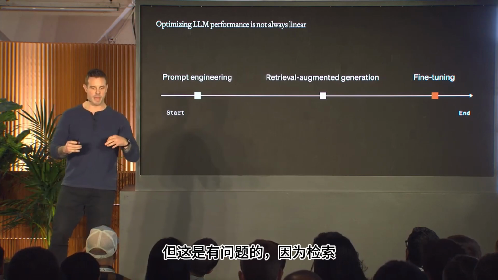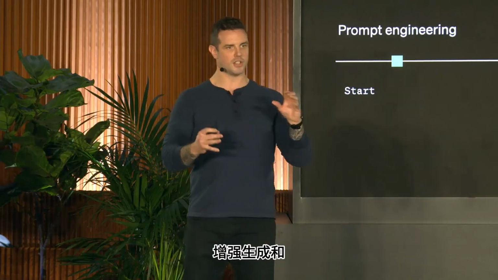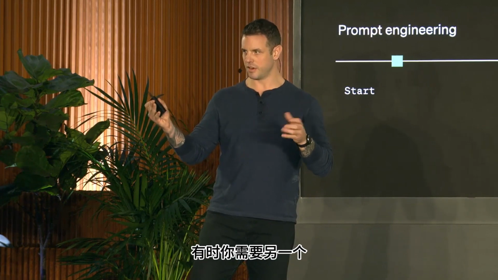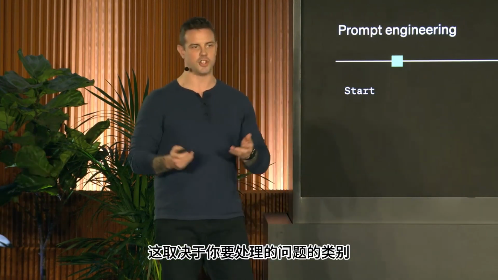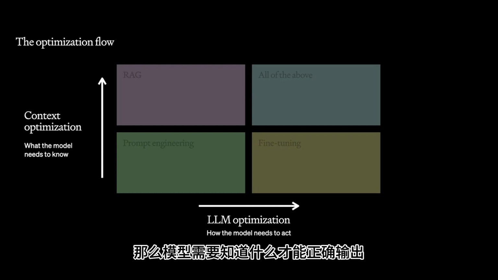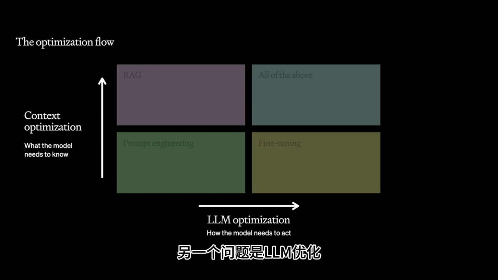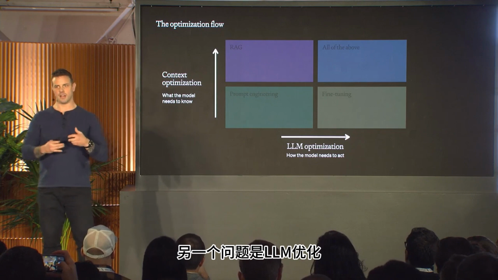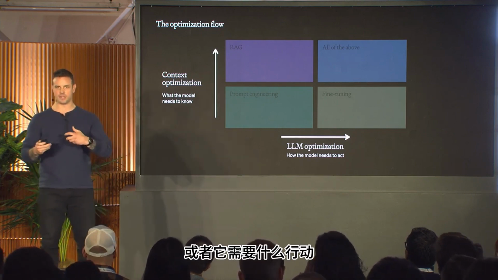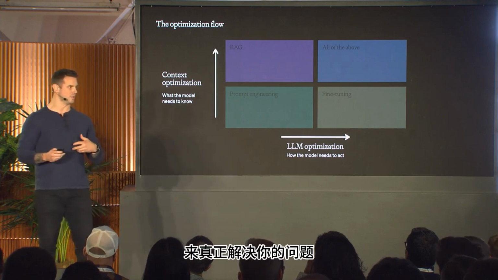But this is problematic because retrieval augmented generation and fine-tuning solve different problems. Sometimes you need one, sometimes you need the other, and sometimes you need both, depending on the category of issue you're dealing with. So we think of it more like this. There are two axes you can optimize on. One of them is context optimization: what does the model need to know to solve your problem? The other is LLM optimization: how does the model need to act? What's the method that it needs to carry out, or what's the action that it needs to deliver to actually solve your problem?